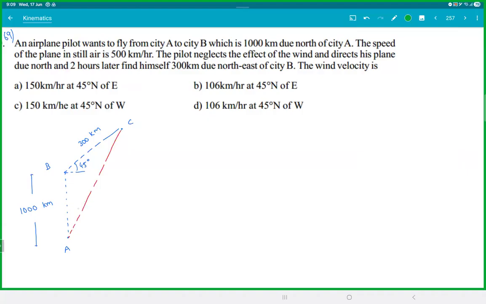I'll just put something like this. So the plane was trying to go straight. I'll just put an arrow. So the plane was trying to go straight, but you're drifting to the right.